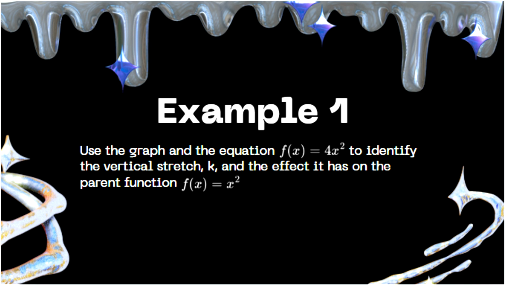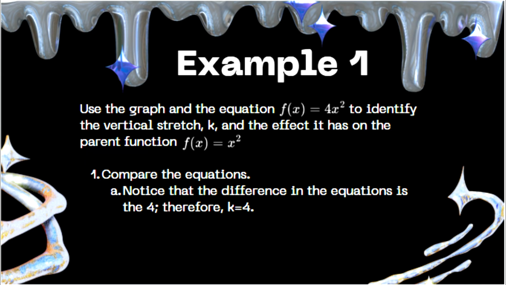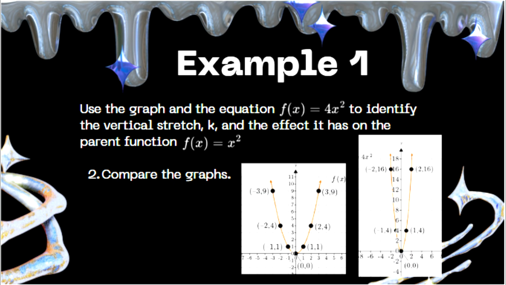Use the graph and the equation f of x is equal to 4x squared to identify the vertical stretch k and the effect it has on the parent function f of x is equal to x squared. So first compare the equations. If you look here, you can see that the difference between the two equations is this 4. Therefore, k equals 4.